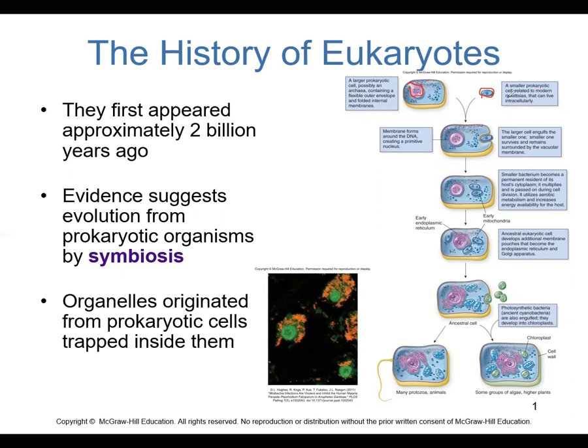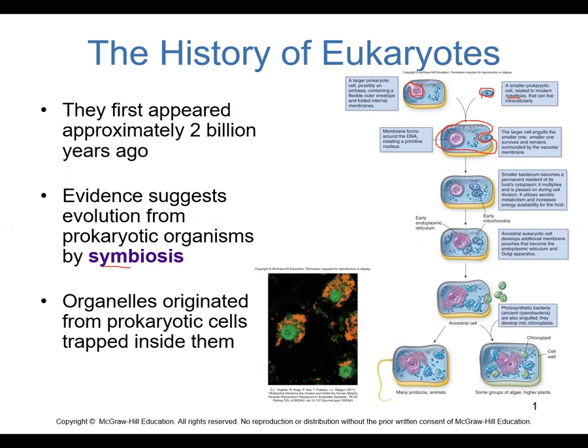And it's in the genus Rickettsia. We've tested the DNA, so we know this. It was engulfed by a larger archaea cell, as you see right here, and came to live inside of it. And they became dependent upon each other. So they became symbiotic over here. But since it's inside of the cell, we call it endosymbiosis.